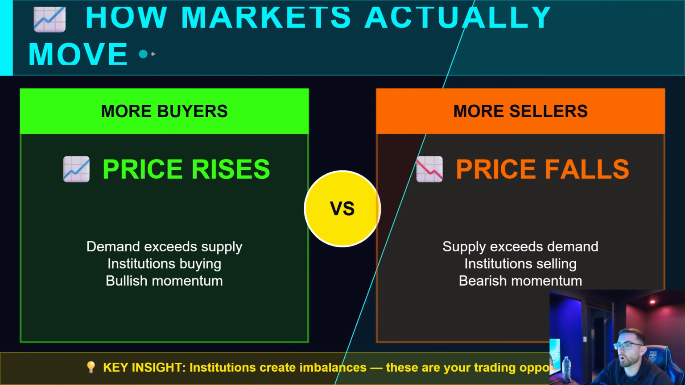Now, here are how markets actually move. When there are more buyers, price rises. So this means that demand is exceeding supply and institutions are buying, which means overall bullish momentum. On the flip side, we have more sellers, price goes down, so price is falling, supply exceeds demand, institutions are selling, and this means that there is bearish momentum. Now, a key insight. Institutions create imbalances, and these are our trading opportunities.